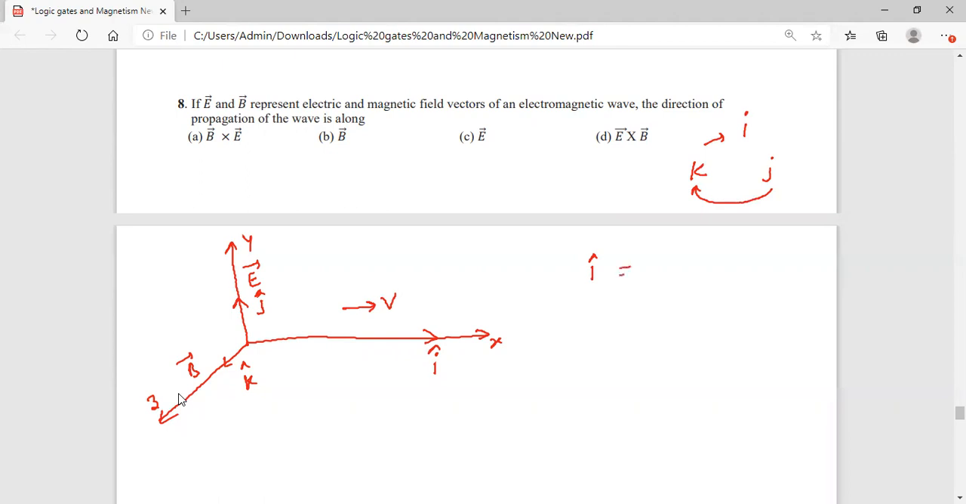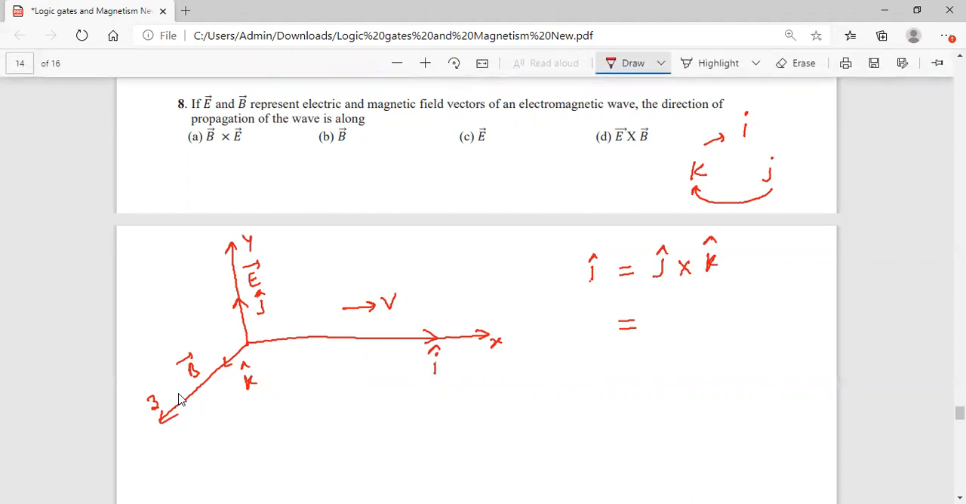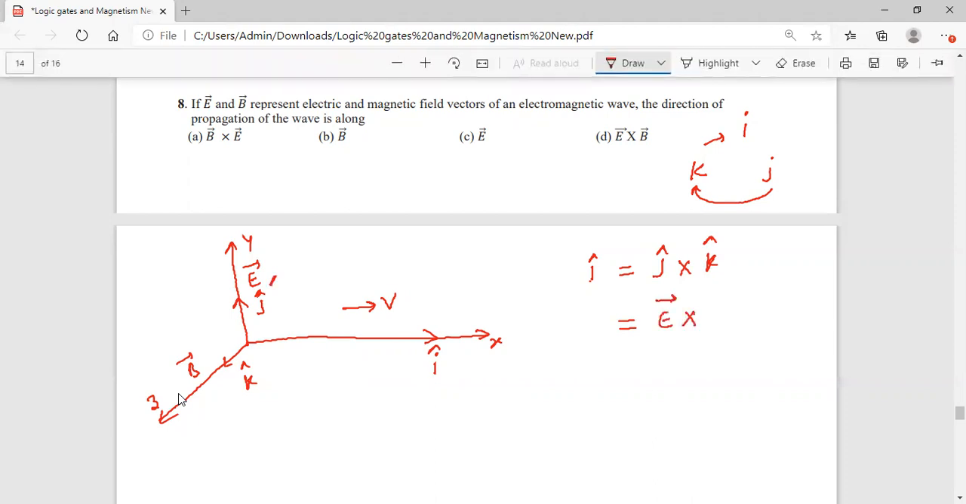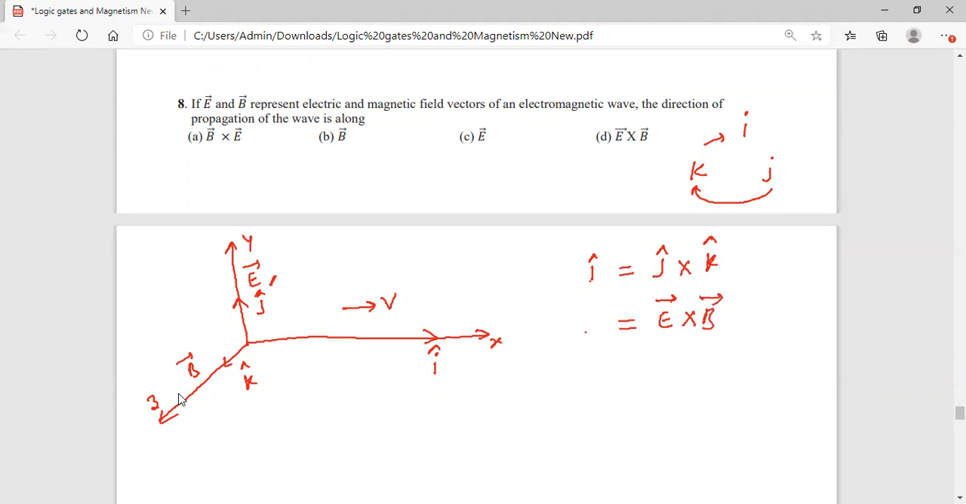Therefore, we know that i cap is equal to j cap cross k cap. So from this it is clear that the direction of propagation i cap, that is along the x axis, is equal to j cap cross k cap. It is the direction of what vector? Electric field vector E cross k cap means the direction of the magnetic field vector B. So the direction of propagation of the wave is along E cross B. That is option D. It's along E cross B.